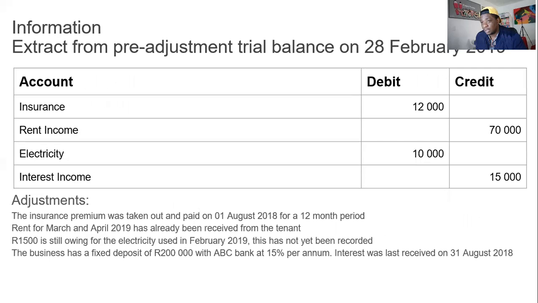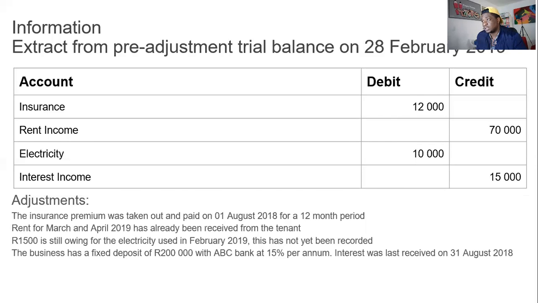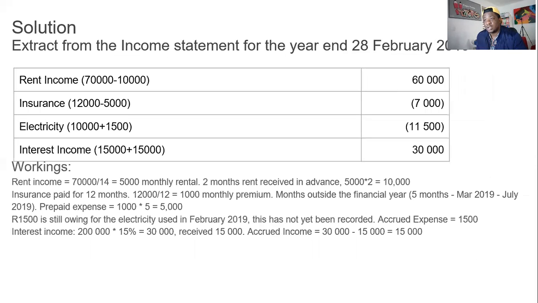And then after that, we have electricity. If you remember, 1,500 for electricity is still owing for the electricity used in February 2019. This has not yet been recorded. So we've used electricity, we have not paid for it, in other words, we have incurred the expense. So we need to record that expense. It would be 10,000, which was this amount here for electricity. Then we'd add 1,500, and we'd have an electricity expense for the year of 11,500.